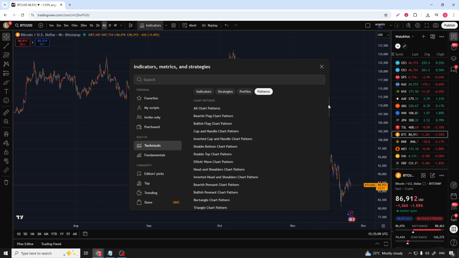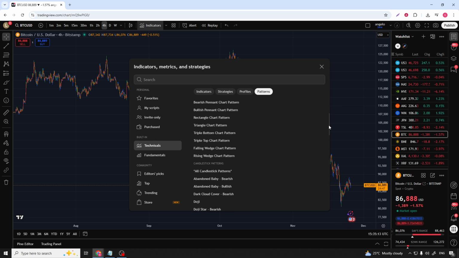Patterns are incredibly helpful because they can automatically spot common formations that traders usually draw by hand, saving you time and helping you stay consistent in your analysis. Now, within the patterns list, scroll until you find Falling Wedge chart pattern.